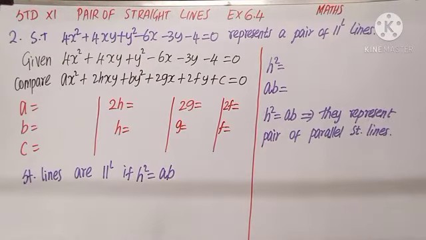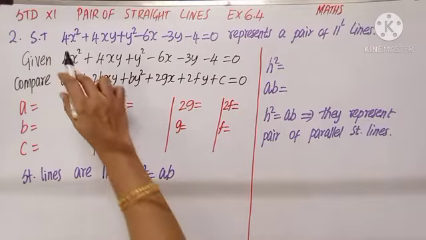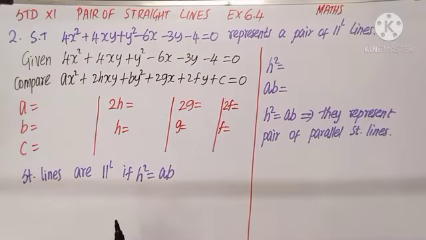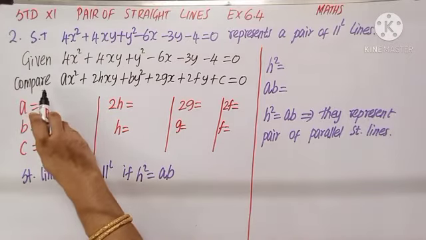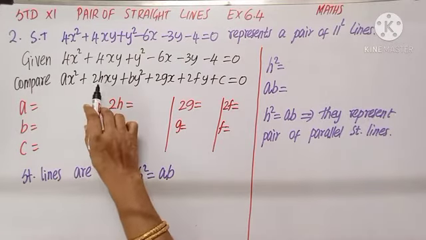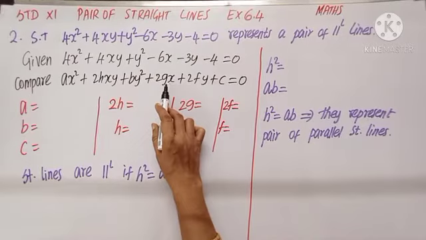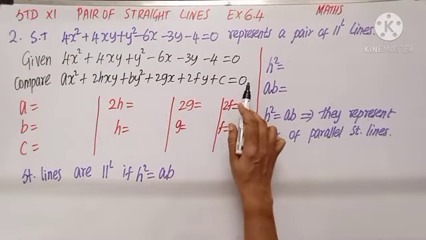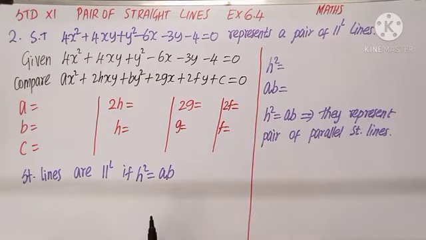Question number 2. Show that 4x square plus 4xy plus y square minus 6x minus 3y minus 4 equal to 0 represents a pair of parallel straight lines. Given the combined equation of pair of parallel straight lines, let us compare ax square plus 2hxy plus by square plus 2gx plus 2fy plus c equal to 0, the general second degree equation.